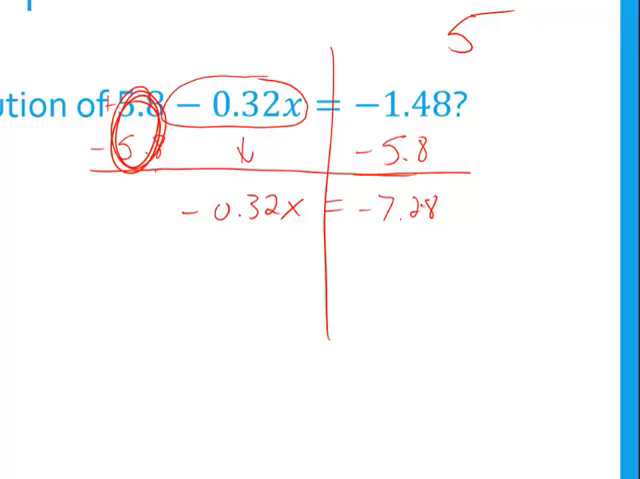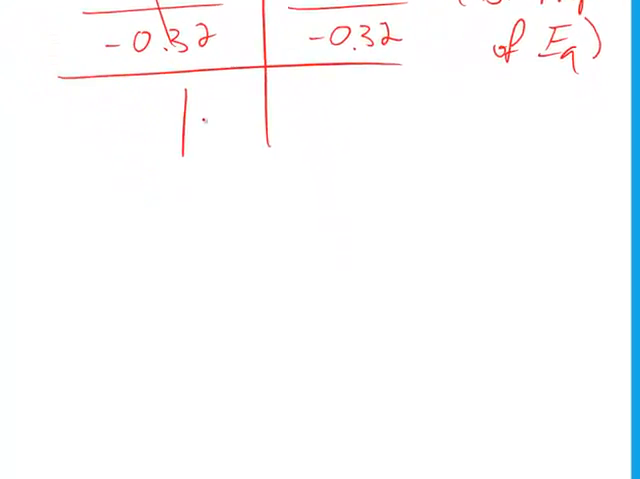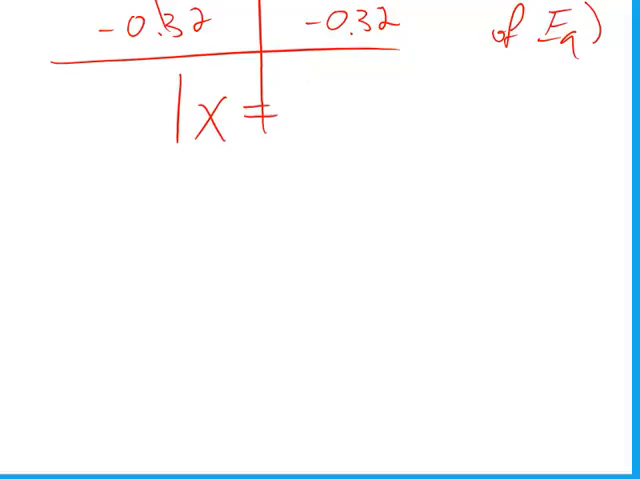And that was the subtraction property of equality. Now we need to divide by negative 0.32 to get x by itself. And that was the division property of equality. So that will become 1, so 1x equals negative 7.28 divided by negative 0.32, which is positive 22.75. And it's positive because a negative divided by a negative is a positive. So your solution is x equals 22.75.